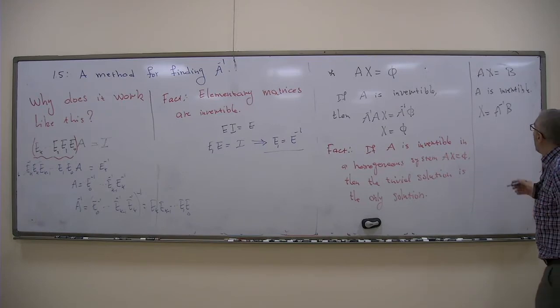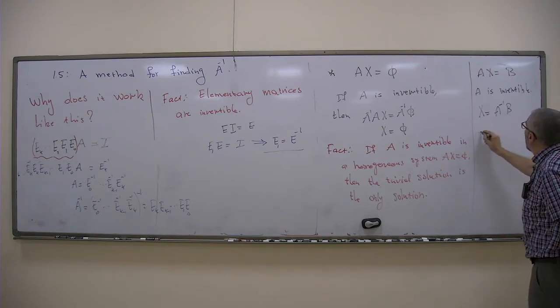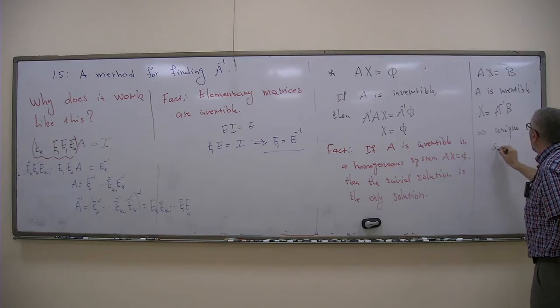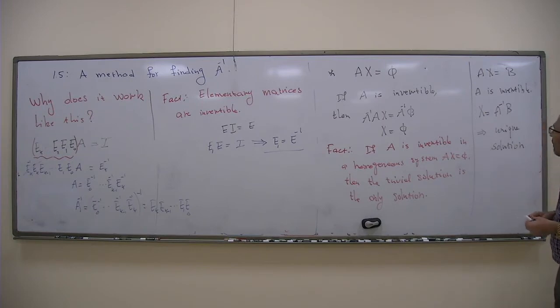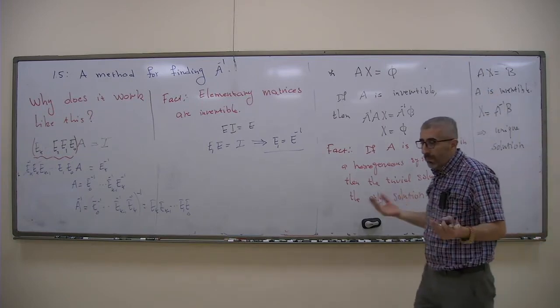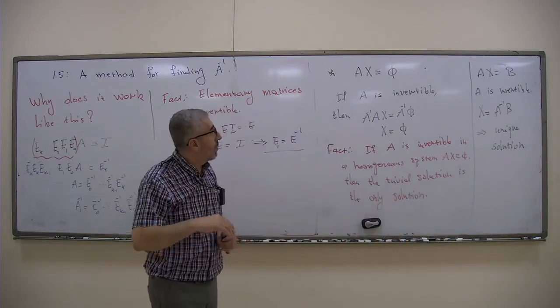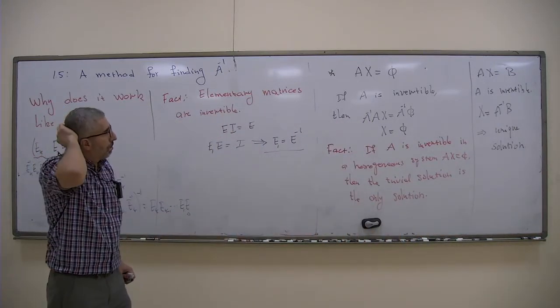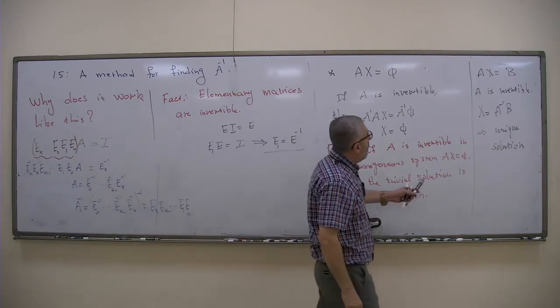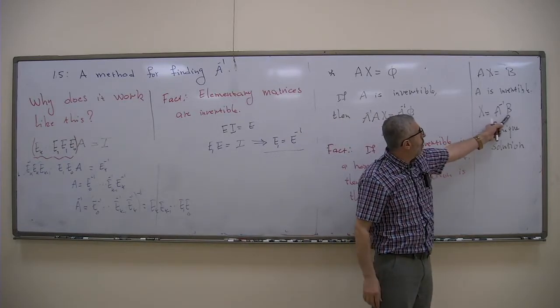So we have a unique solution. This means unique solution. So here the invertibility of the coefficient matrix will help you to figure out the scenarios that you have about solutions. Okay? A is invertible, it means you have a unique solution, and the unique solution, you get it like this.